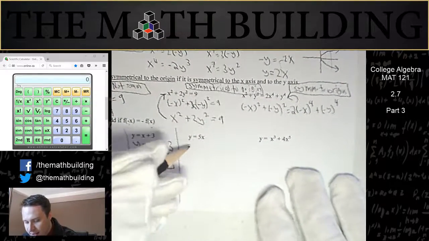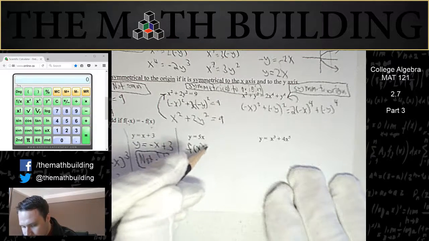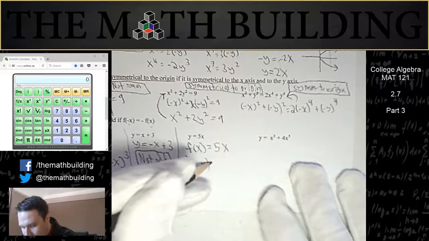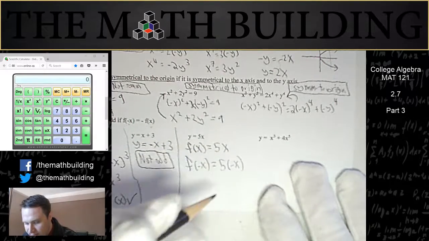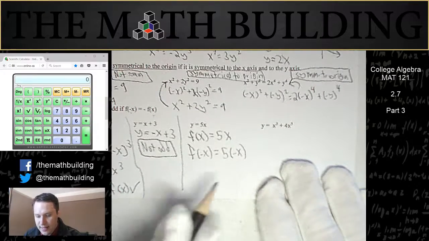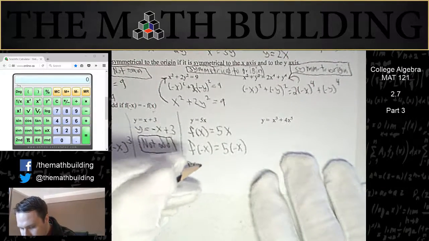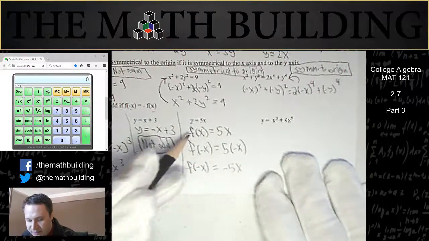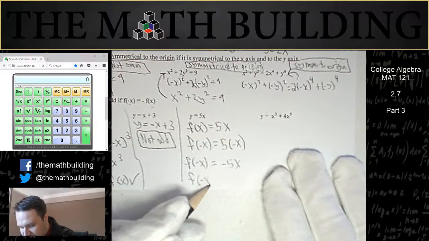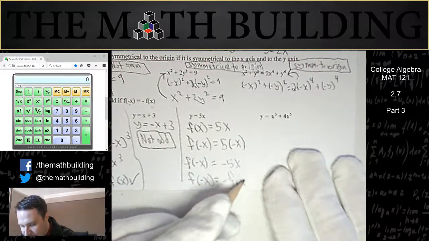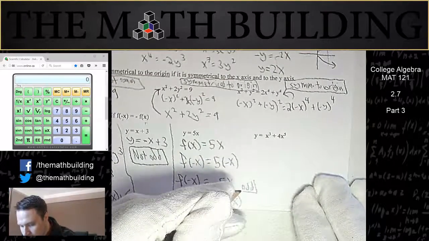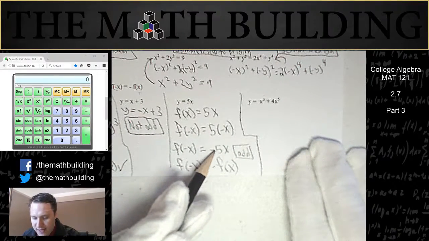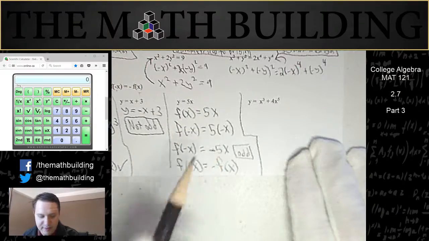Is this one odd? Again, I'm going to replace it with f of x. Let's plug in the negative x now. See how I did that? That negative sign is going to come out in front. And we know what 5x is. 5x is equal to f of x. So we get f of negative x is equal to negative f of x. And so that means this is odd. So that's what we want. We want f of negative x to equal negative f of x. Remember, it's negative f of x being the 5x.